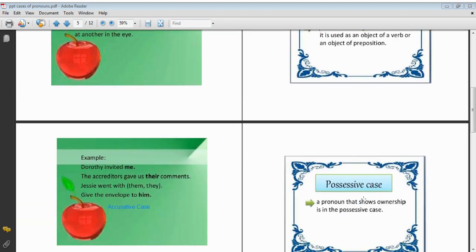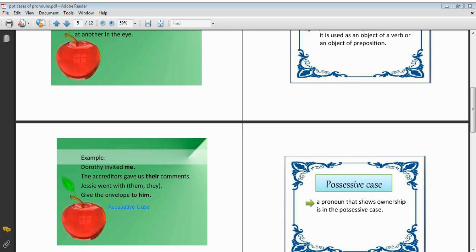The first example is, "Dorothy invited me." Now, "me" is the objective case of "I." This is what we discussed when we were doing the kinds of pronouns and the personal pronouns: first person pronouns, second person pronouns, and third person pronouns. If you talk about "I," this is the nominative case, and the objective case of "I" is "me." So in this sentence, "me" is acting in the objective case.